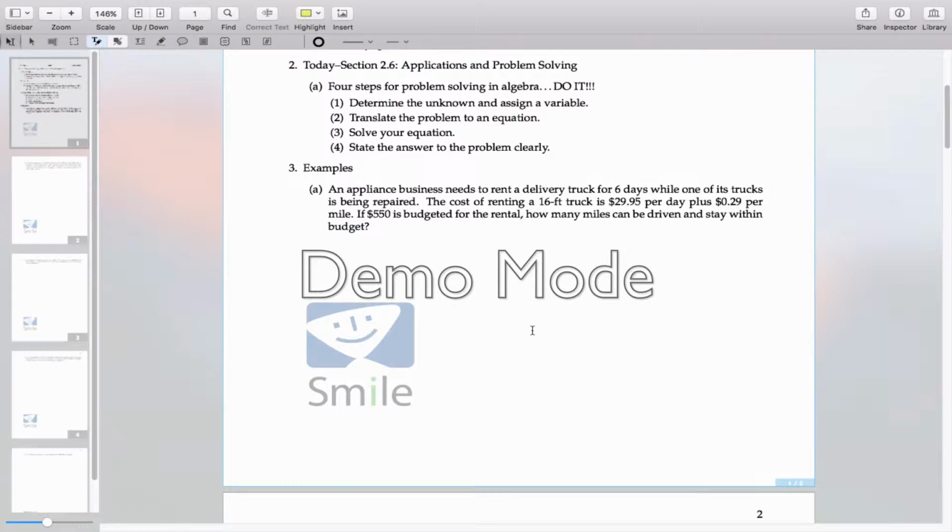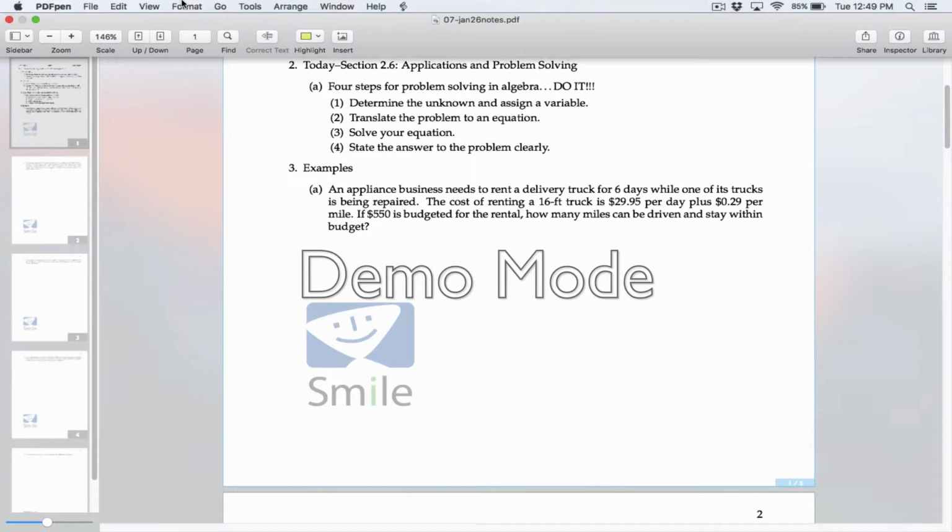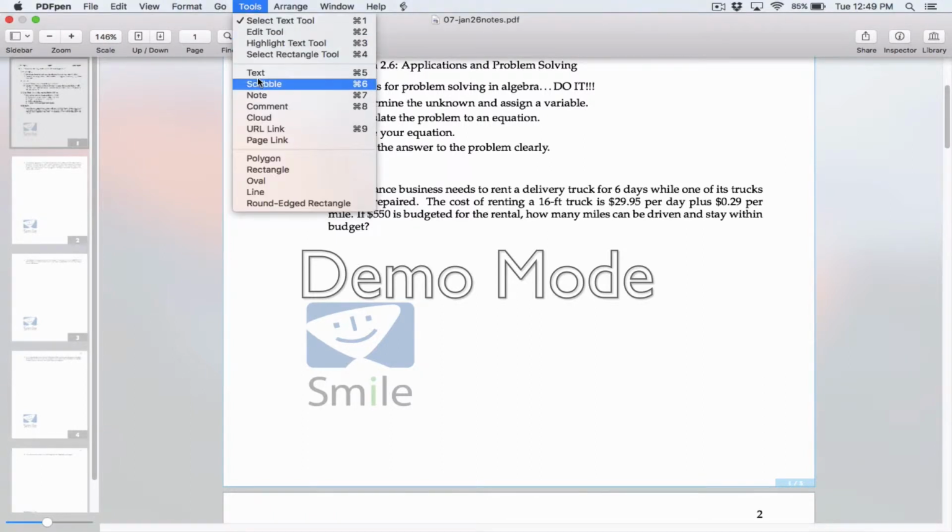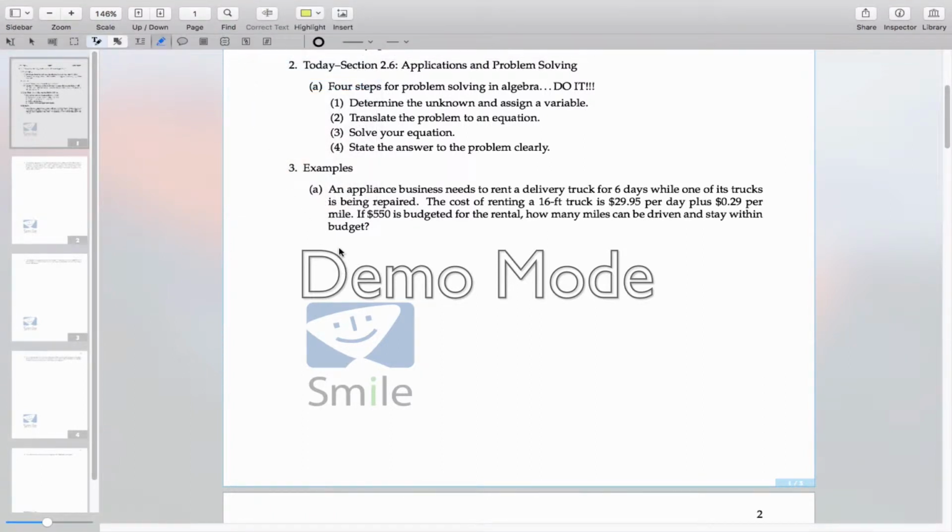We have an appliance business that needs to rent a delivery truck. So I need to turn on my write tool. So I am going to start by reading this problem. I'm going to rent a delivery truck for 6 days, and the cost of renting a 16-foot truck is $29.95 per day plus 29 cents per mile. And I have $550 budgeted for the rental. I want to know how many miles can be driven and stay within budget.